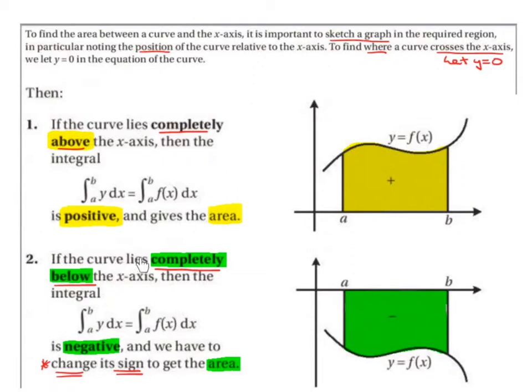If the curve lies completely below the x-axis, then the integral of y dx between the limits a and b, which is equal to the integral of f of x dx between the limits a and b, is negative, and we have to change its sign to get the area. So if it lies below the x-axis, we must change the sign to get the area, because the integral will be negative.